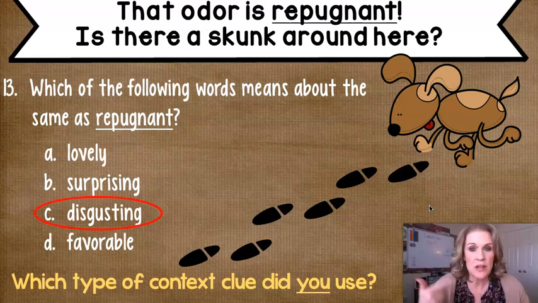It says odor and it talks about a skunk. Those are usually disgusting, right? Which type of context clue did we use? We made an inference on our prior knowledge. We know that skunks don't smell so good. So we can make the inference that repugnant means about the same as disgusting.